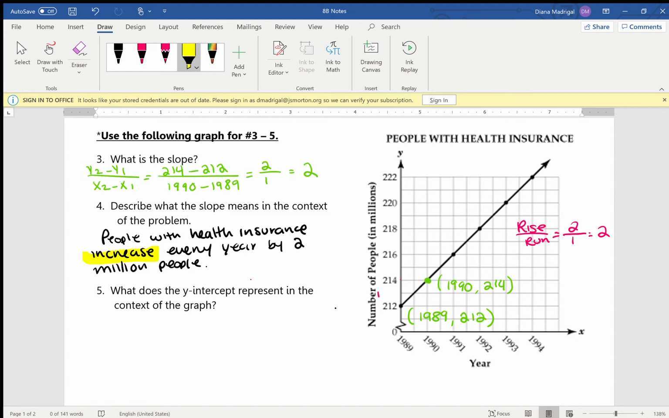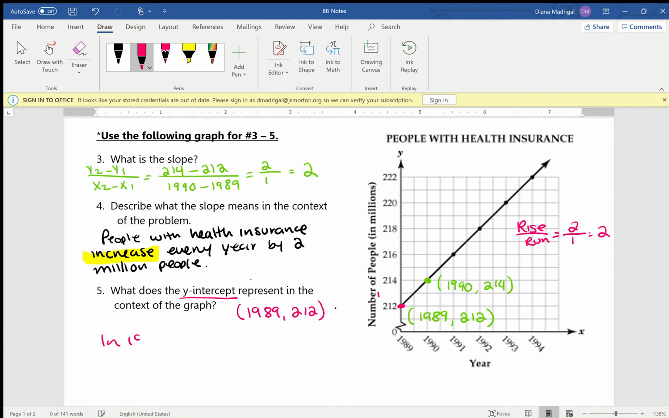Next, what does the y-intercept represent in the context of the graph? Again, the y-intercept is the initial point. What is the initial point here? It is 1989 and 212. That means that the initial year with people, sorry, that people had, let me rephrase this.